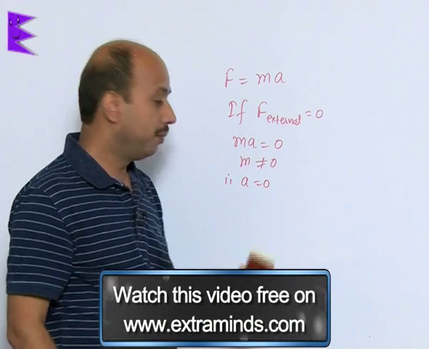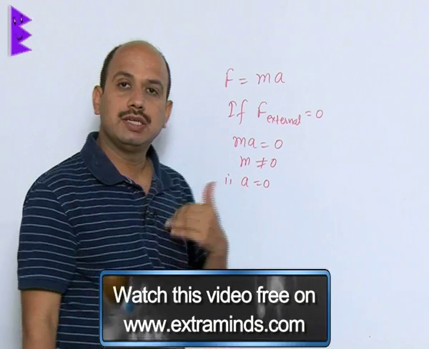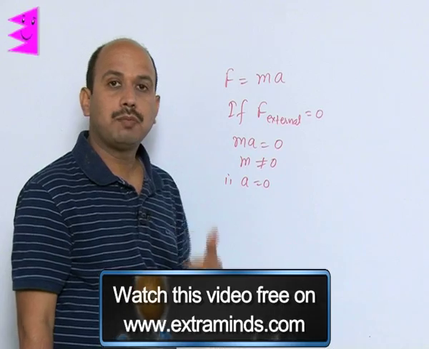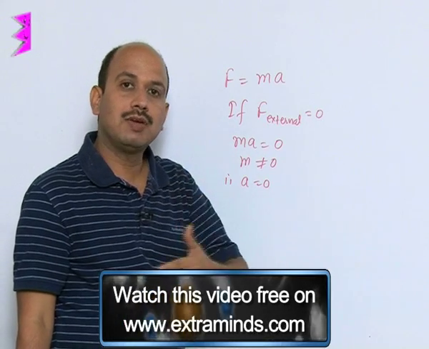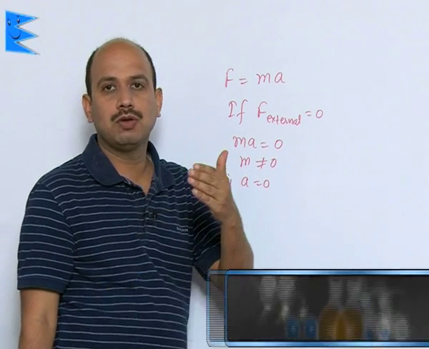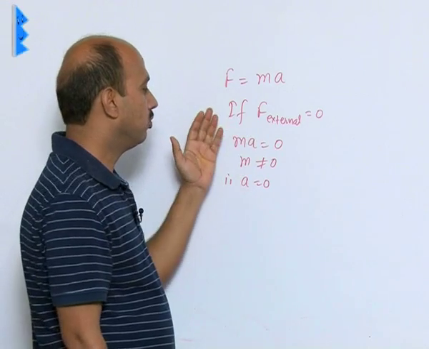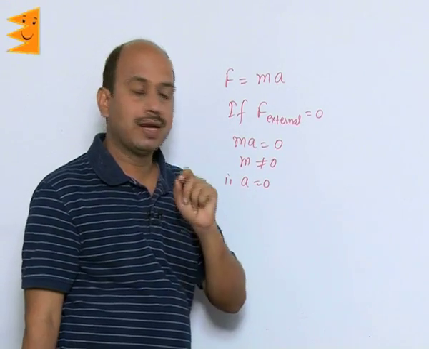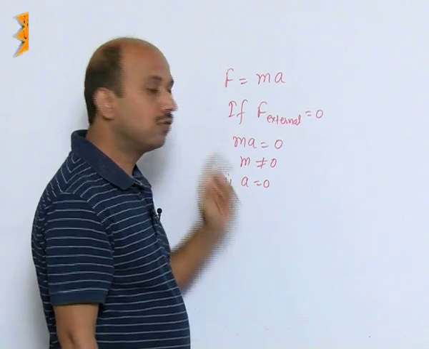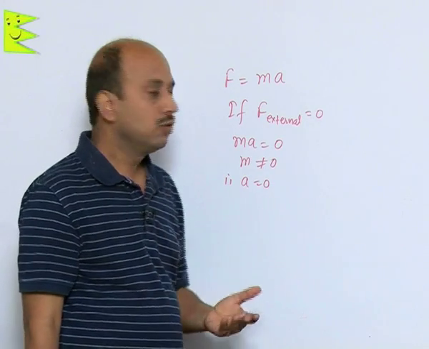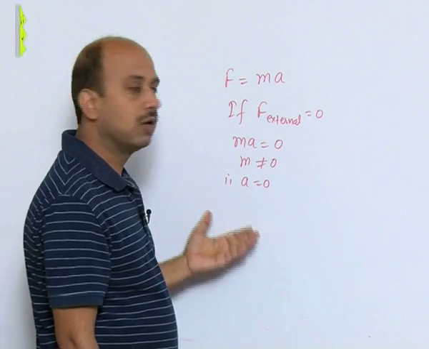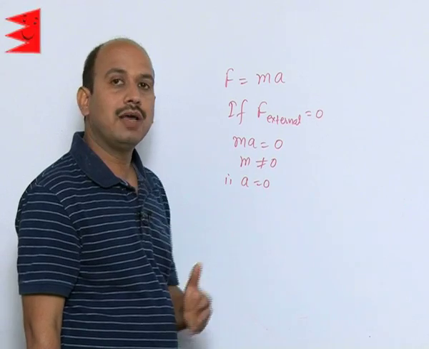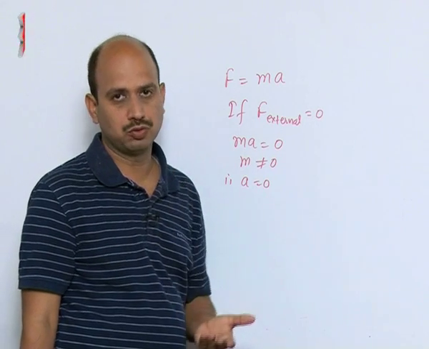a is equal to 0 means there is no change in the velocity. If the body is moving with uniform speed, it will keep on moving with uniform speed if the external force is 0. So, actually we can derive Newton's first law of motion from the second law. This is the explanation of Newton's first law of motion using Newton's second law of motion.